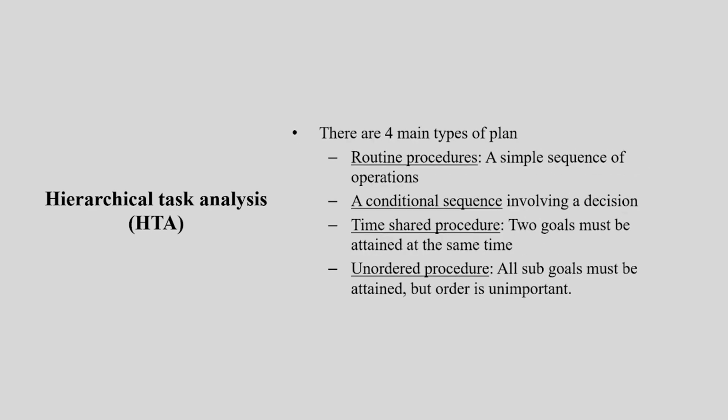If we talk about plan, there are 4 major types. Apart from that, we can have some more. However, these are the 4 major types that we normally practice. First one is routine procedure, then second is conditional sequence, then time-shared procedure, and unordered, which is not really in sequence. So, let us understand one by one. First is routine procedure. So, what is it? A simple sequence of operations.